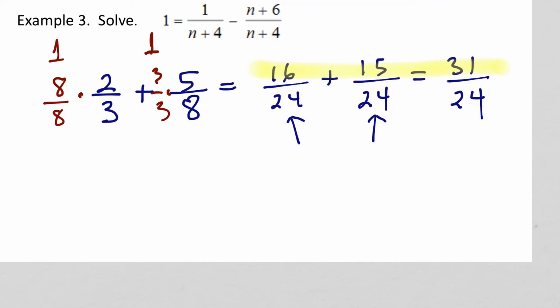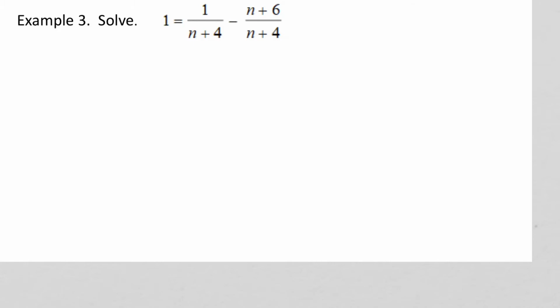So 16 24ths plus 15 24ths equals 31 24ths is true, but also just the numerators themselves is a true equation. So if we can get the denominators the same, we can use the numerators to solve for the missing variable. And I'll show you how that works. So let's solve this problem by getting a common denominator and then using the numerators to solve for the missing variable.